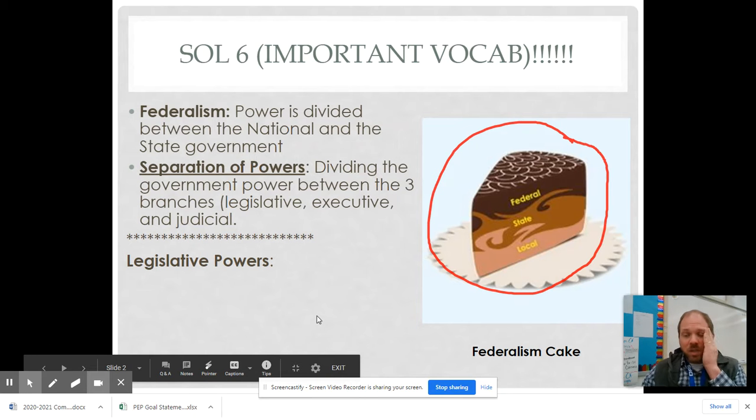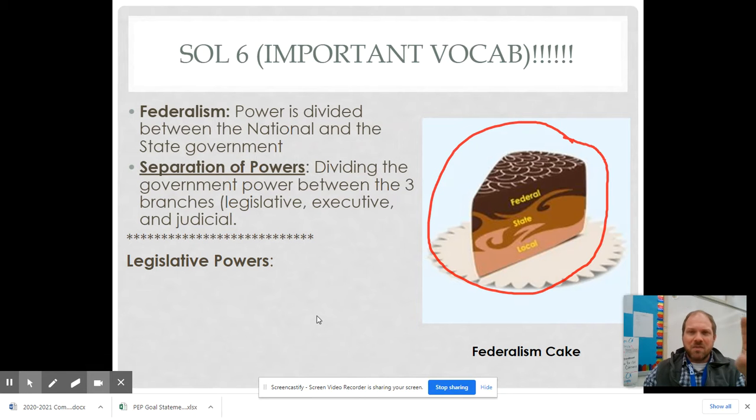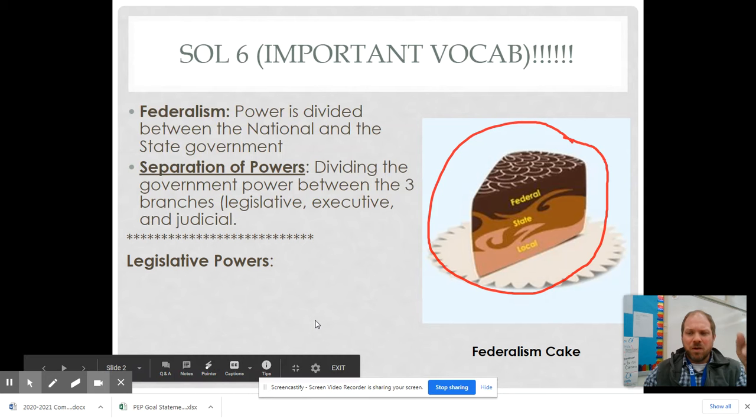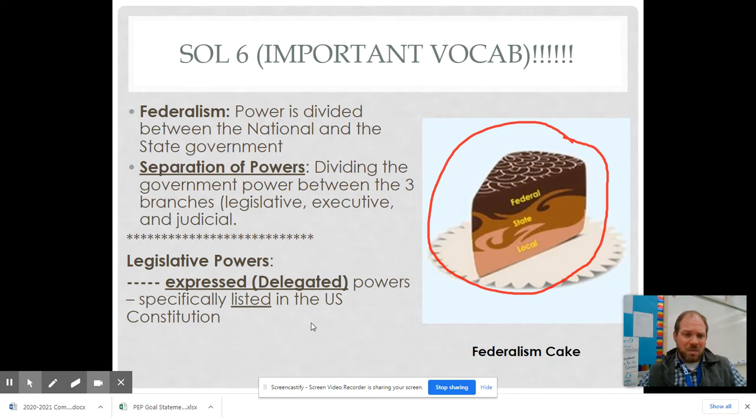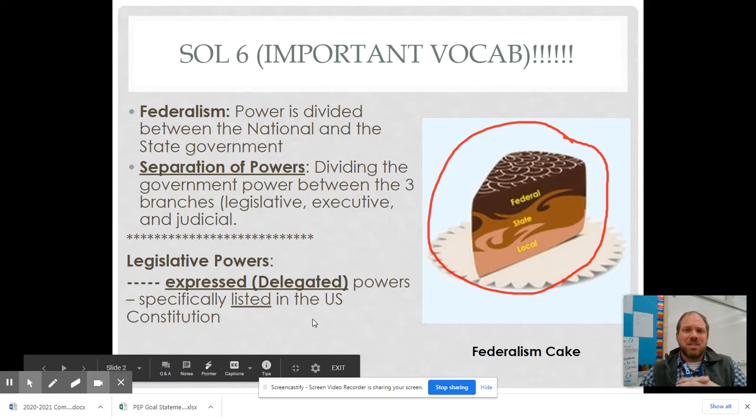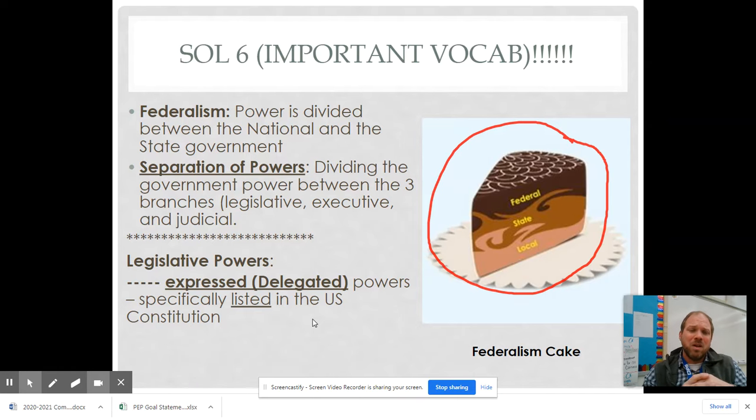Now, the last thing I want to talk about with this slide are the different kinds of legislative powers under the federal government. A lot of these would be specifically for the legislative branch, but they're good to know when we start this unit. The first one is called the expressed or delegated powers. These powers are specifically listed in the U.S. Constitution, and later in the unit, we're going to talk about that a little more.